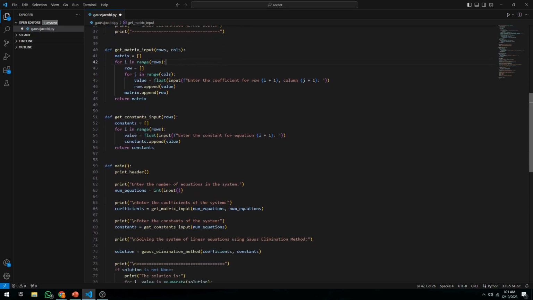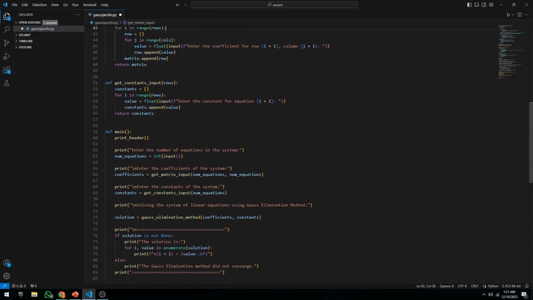And then we'll implement another method called get constants input. So we'll basically get the input of constants in rows. We'll declare constants as an array, and then we'll apply a for loop in range rows. Since our i is rows, we will do the same thing. We will declare a variable called value, and we will ask for the constant for the equation in float as input, and then we will append the constant with the value, and then we'll make the constants return.